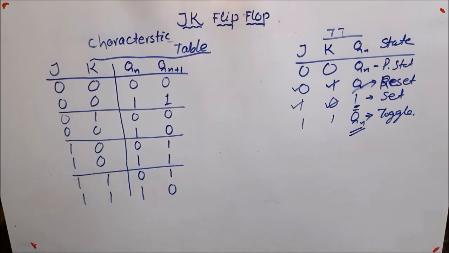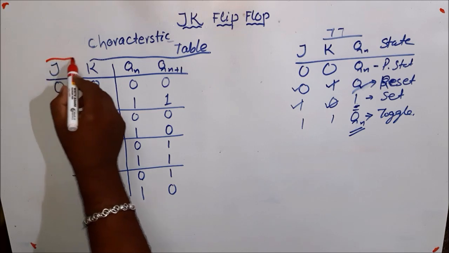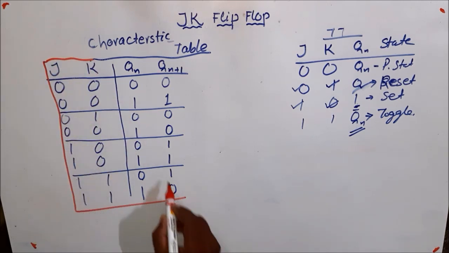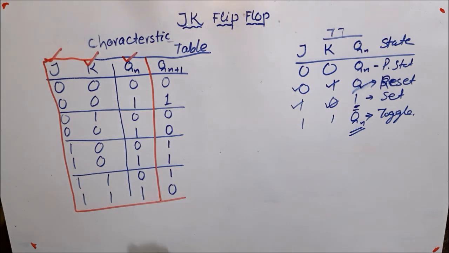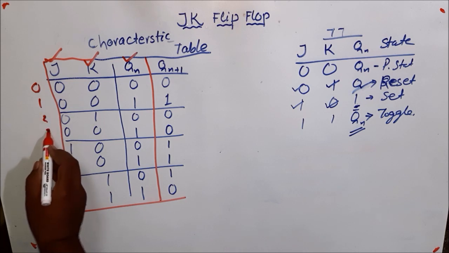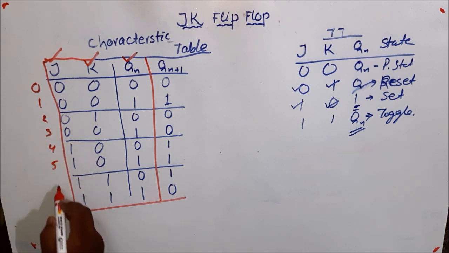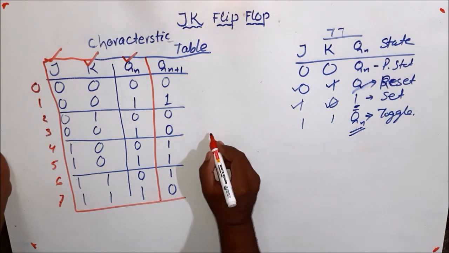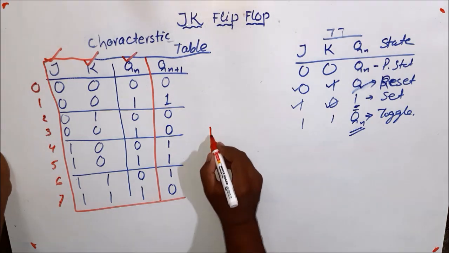So if you take J, K and Qn as the input variables, this table represents decimal 0, 1, 2, 3, 4, 5, 6, 7. That means from the characteristic table, it is very easy to design the characteristic equations. So this is a 3 variable K map, go for the 3 variable K map.